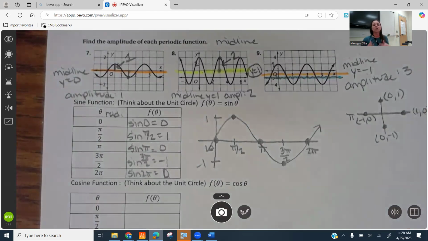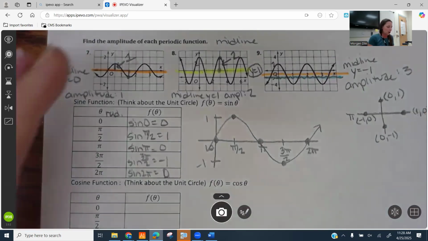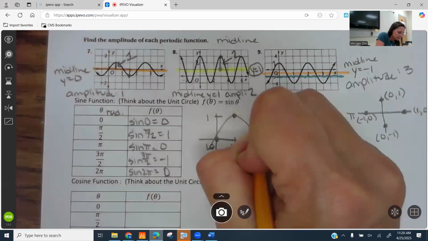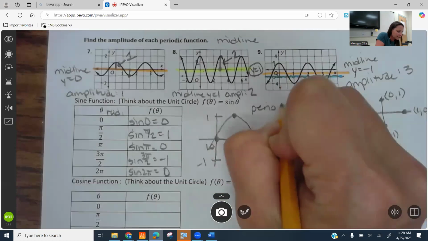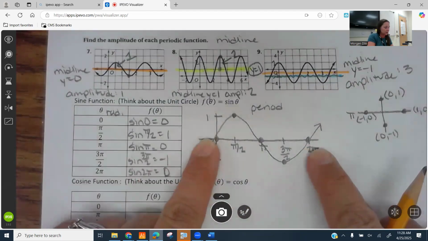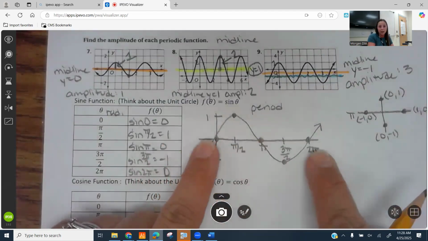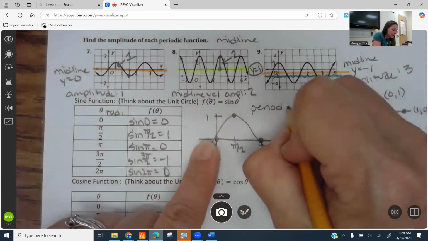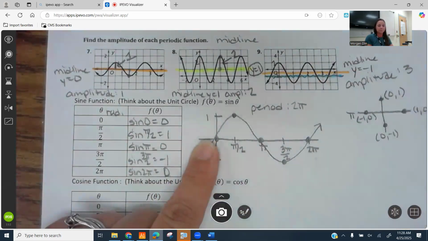So let's look at this. Let's talk about some of the vocabulary words that we've been talking about. We've seen the word period. The period is the length of one cycle. So what is the length of one cycle before it started to repeat? Do you see from 0 to 2 pi? So the length of one cycle here is 2 pi.